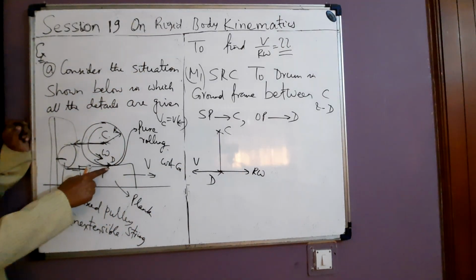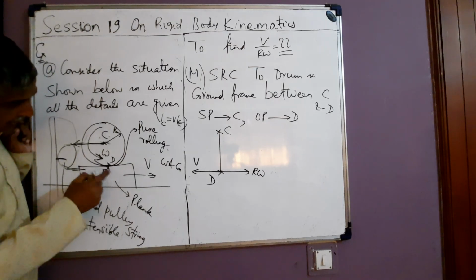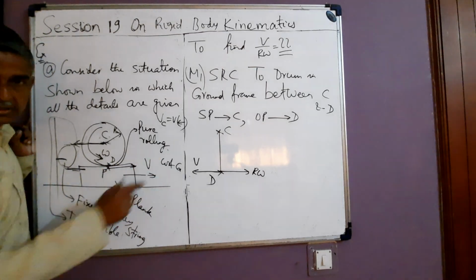But see here, pure rolling is taking place. So P is the material point of the plank. It is moving at a velocity V towards the right with respect to ground.